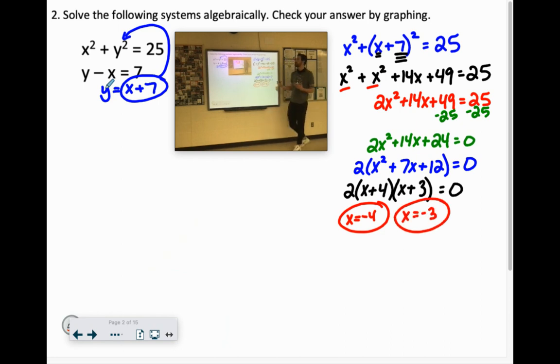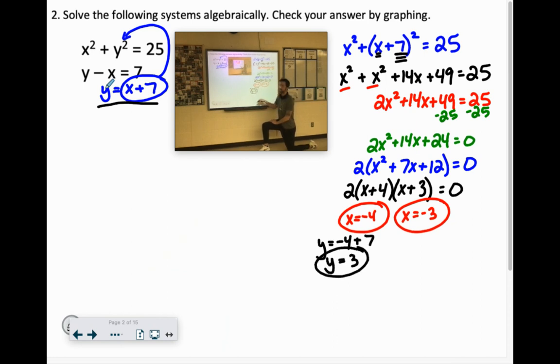Now we have 2 answers for x, so we're going to need 2 answers for y, because these correspond to the x coordinate, but we need that corresponding y coordinate. So you can sub them into either equation. I'm going to use this y equals x plus 7 equation. That's just easier. So y equals negative 4 plus 7. That means y equals 3. So one of our coordinates where they would intersect would be at negative 4, 3.